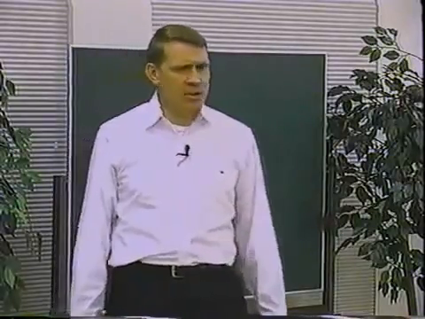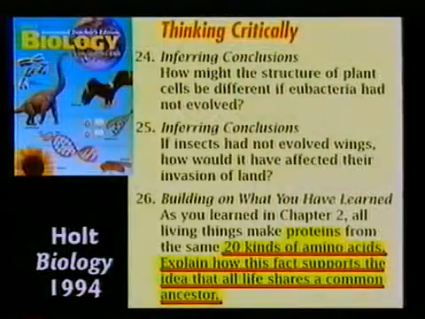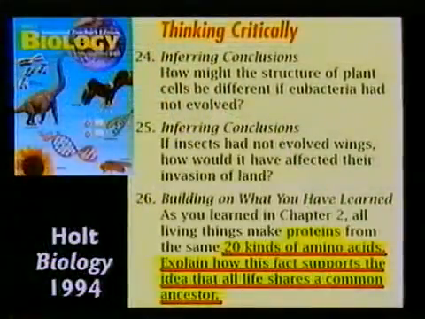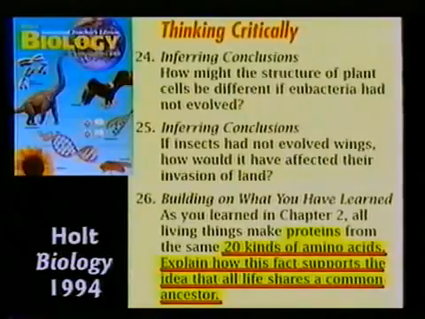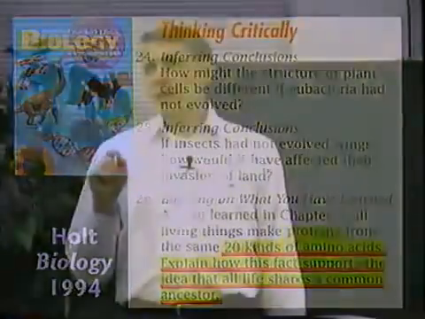Question 25. Inferring conclusions. If insects had not evolved wings, how would it have affected their invasion of land? What a stupid question. Assuming, of course, they evolved wings. Look at this, number 26. As you learned in Chapter 2, all living things make proteins from the same 20 kinds of amino acids. Let's back up a little bit here. An amino acid is sort of like a letter of the alphabet.